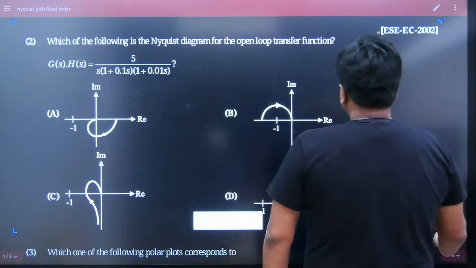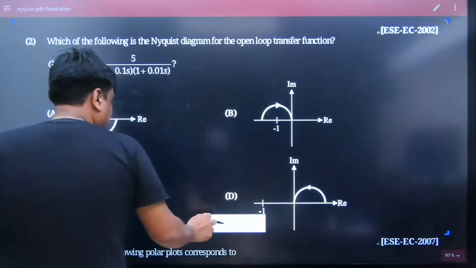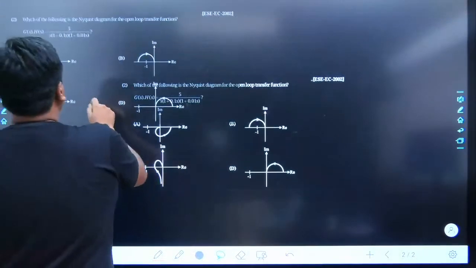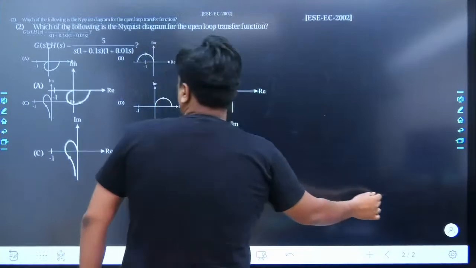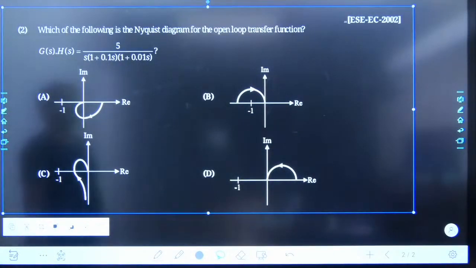This problem had been experienced by the engineering services people. The problem had been experienced by the electronics. Let me do one thing. Let me bring this problem towards the working board, and we would try to smash that problem there itself. Which of the following is the Nyquist diagram of the open loop transfer function?